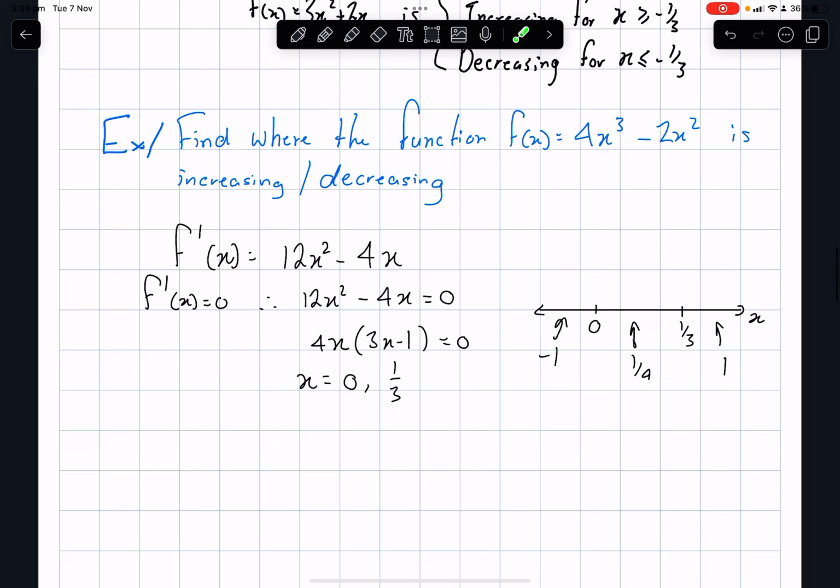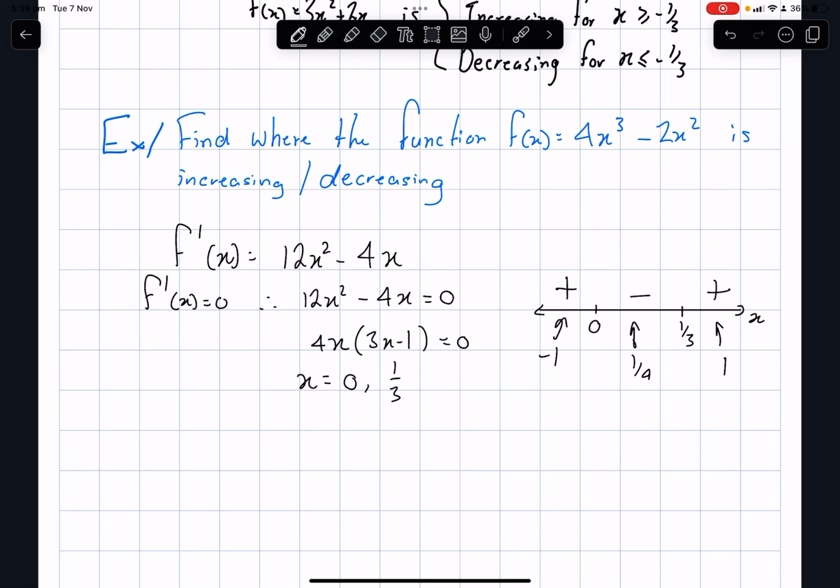Now these values I want to put back into my derivative. So let's put them into here. If I put -1 in here, that's positive, overall positive. If I put a quarter, this becomes 1/16. So this is 3/4 minus 1 is a negative. Then if I put 1 in there, I get a positive. So that means I've got 2 increasing portions and I've got 1 decreasing interval as well.